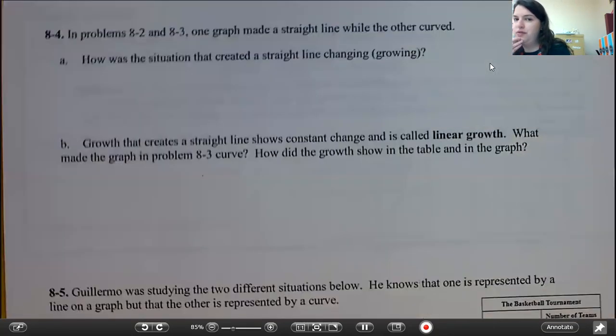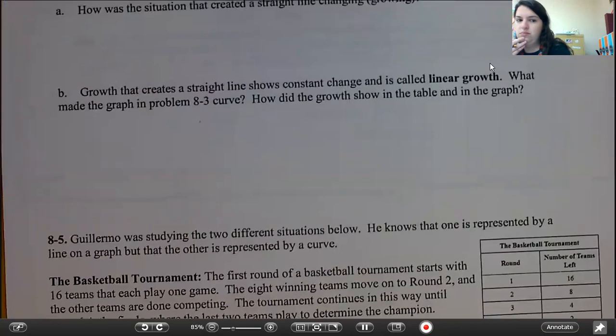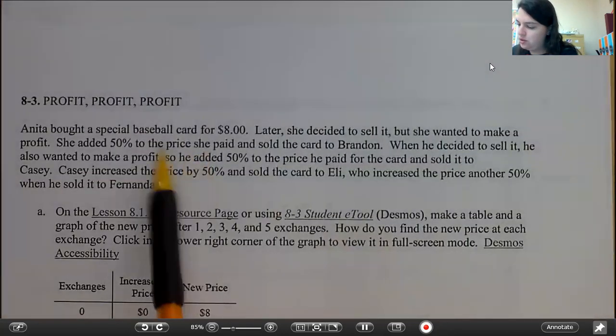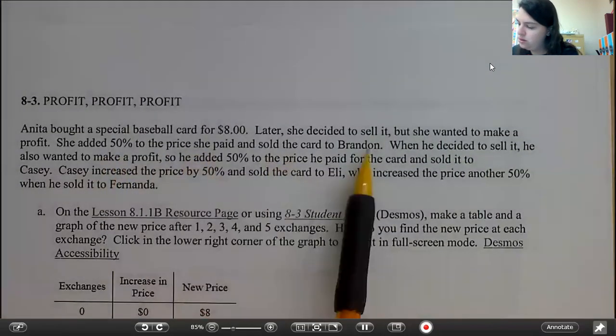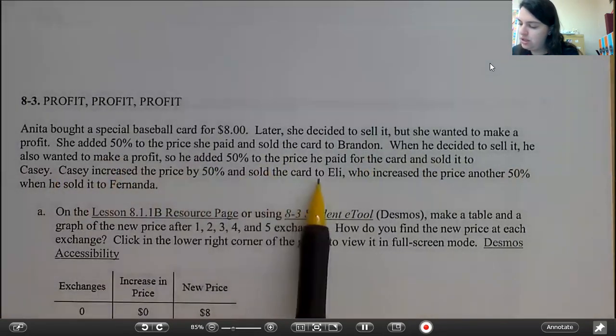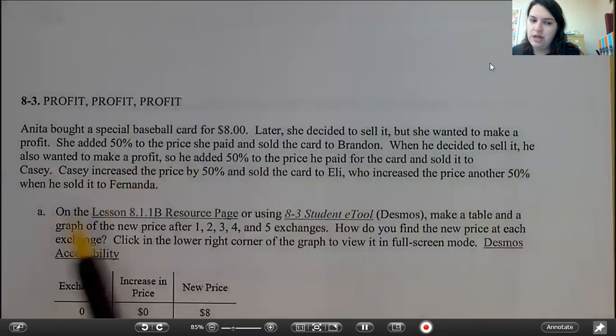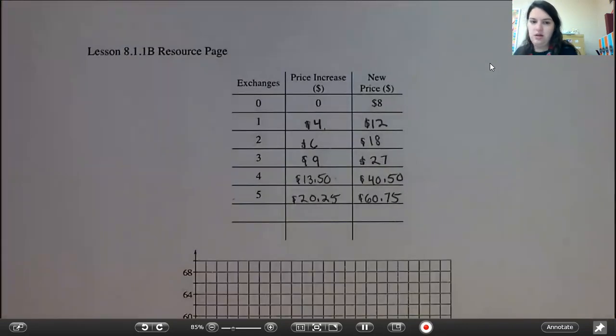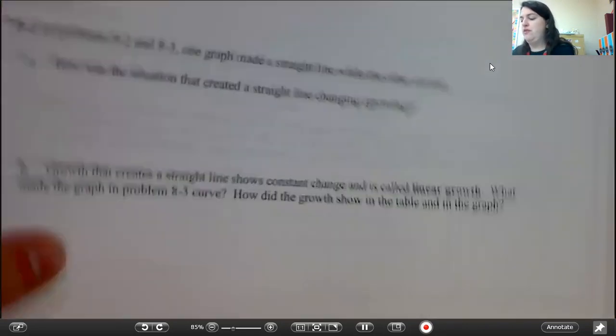So D, how much did Fernanda pay for the baseball card? Well, Fernanda, you have to go back and look. That's the original. So you have to ask yourself, okay, this is the original. This is exchange 1, exchange 2, exchange 3 was to Eli. Eli sold it to Fernanda, so that's exchange 4. So if you go back to your table, the fourth exchange, she paid $40.50 for the card.